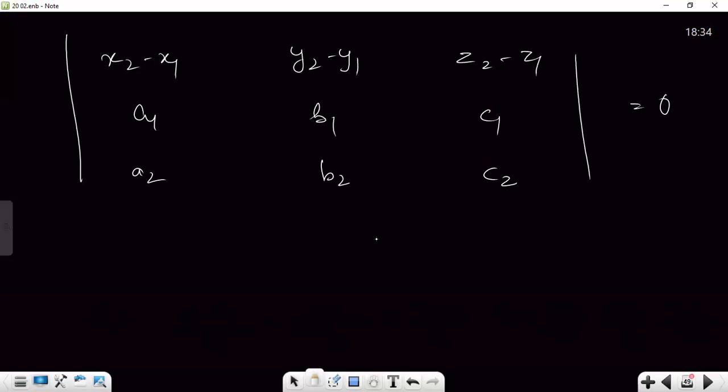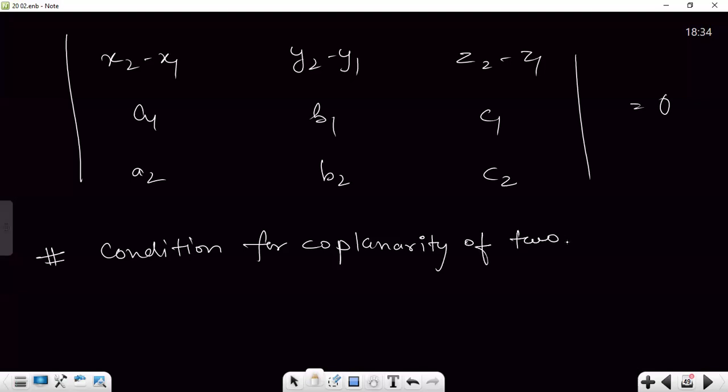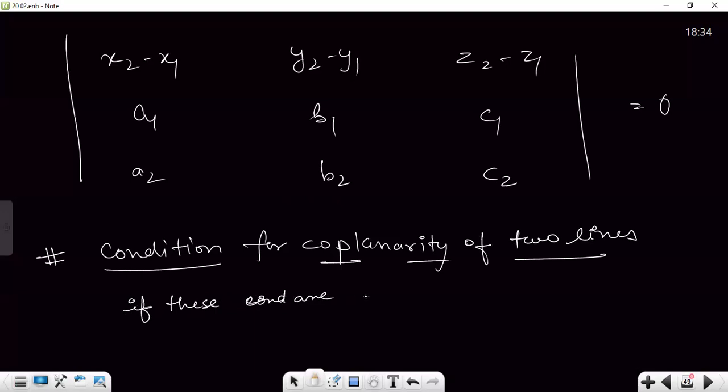Now, from this topic only, we derive the condition for coplanarity of two lines. If the above conditions are satisfied, then the lines are coplanar. Let me write them again for you.